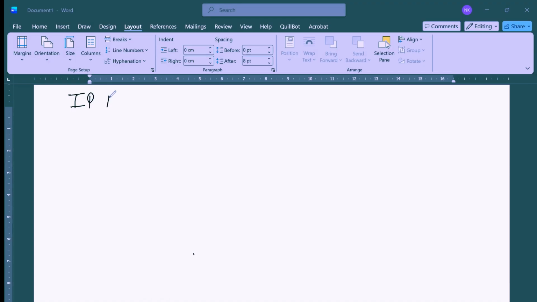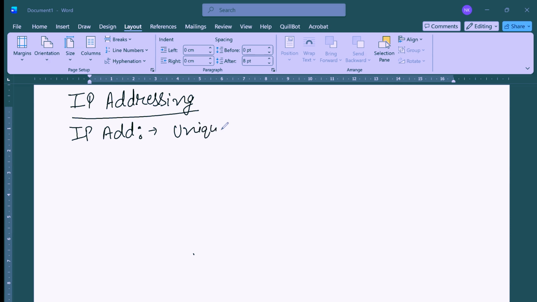In today's lecture, we will talk about one of the very important topics of networking that's called IP addressing. An IP address is the unique address which is assigned to any PC or any device that has to be on the internet. You can refer to this as the unique address which will be used for sending or receiving data over the internet.